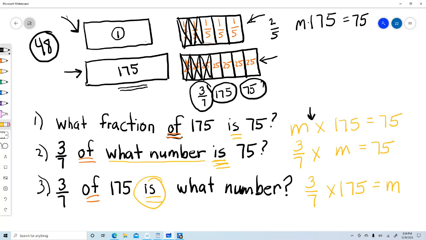Okay, we have m times 175. Using the division rule for equations that you learned a few lessons ago, we can divide this by 175. So long as we divide the other side by 175, our equation remains equivalent, remains equal. Now I can cancel this, and I end up with m equals 75 over 175. I'm going to divide top and bottom by 25. So 25 goes into 75 3 times, and it goes into 175 7 times.